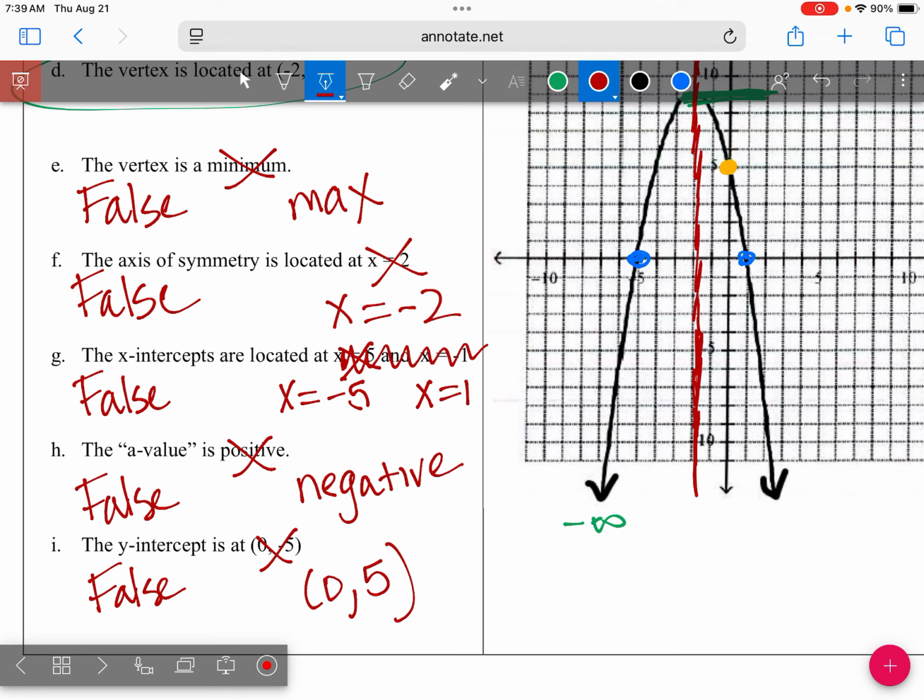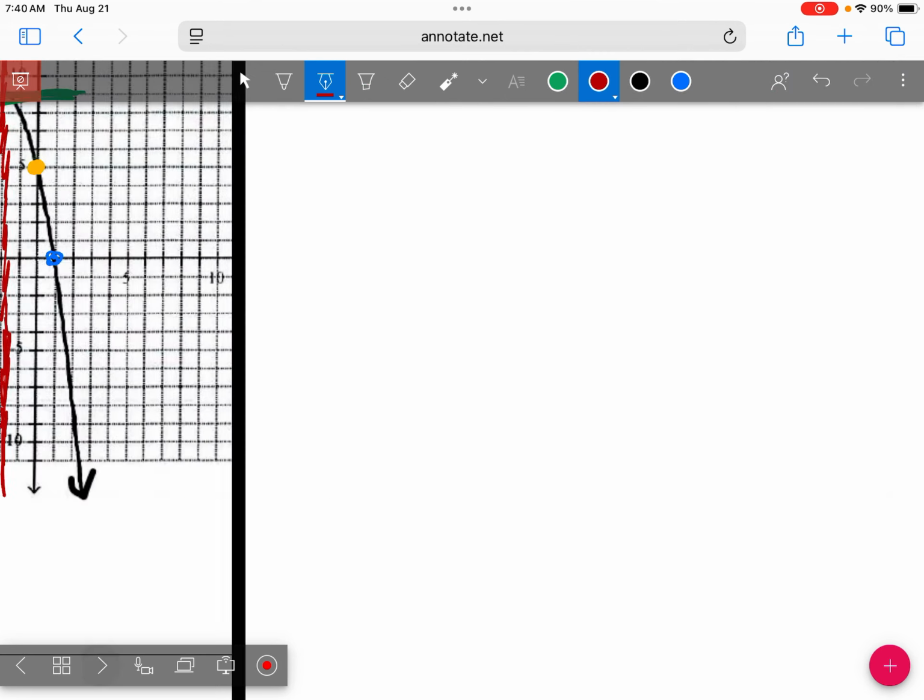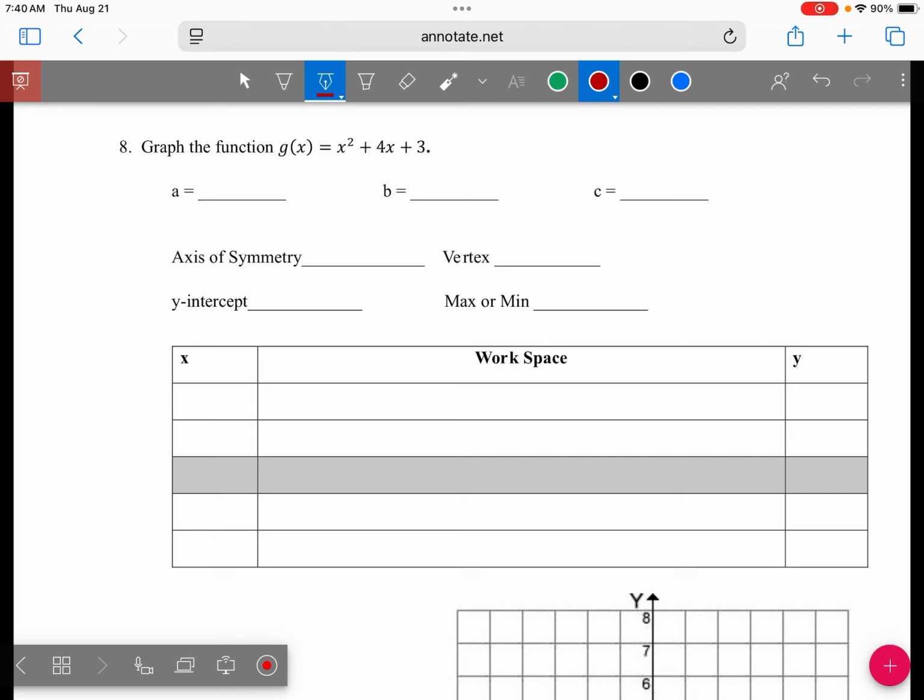All right, last one is the graph. We know we're going to have a graph because we spend a lot of time graphing. All right, A, B, and C. 1, 4, 3. Axis of symmetry. You always flip B. So if B is positive 4, I'm going to put a negative 4. And that's times 2. And then I put a 1 here.